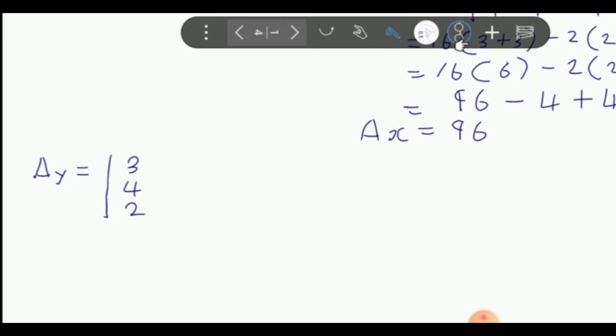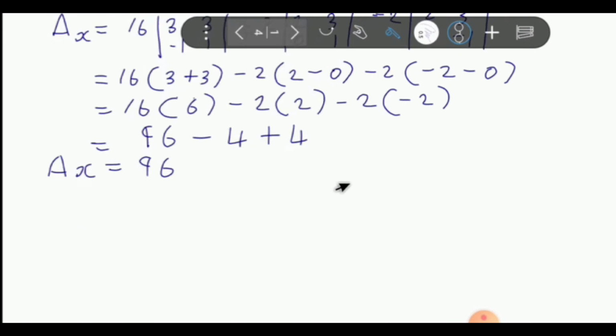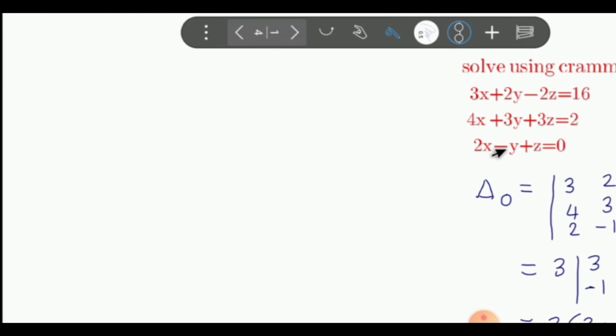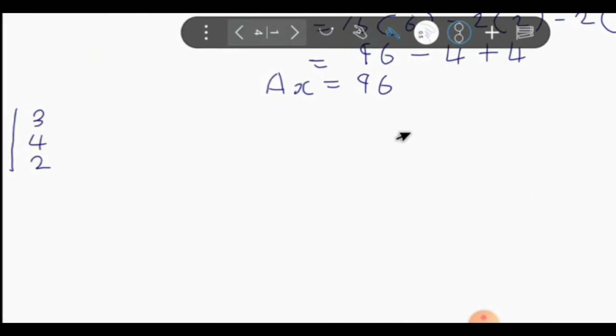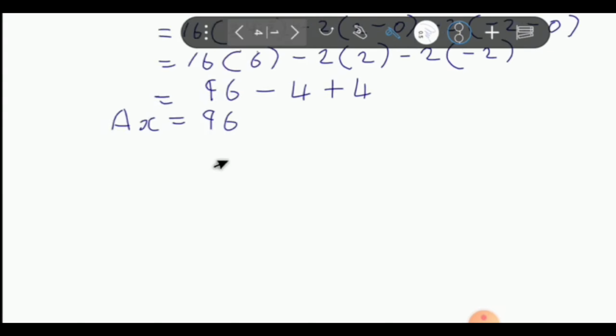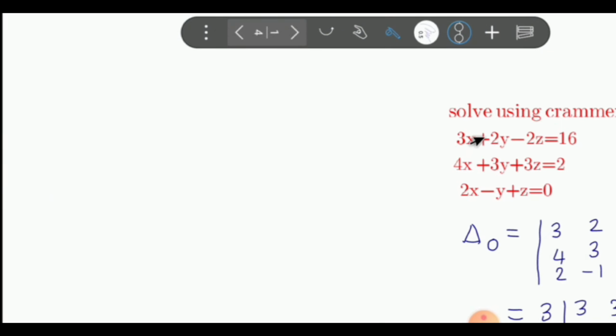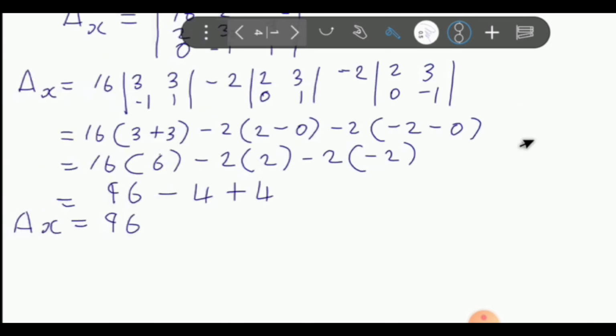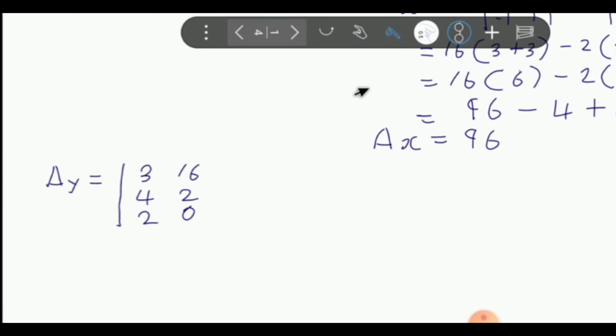Now I'll be replacing the coefficient of y in that matrix, which is 1620. So I'll use 1620 to replace it. Now what's the coefficient of z? The coefficient of z is minus 2, 3, 1. Rule down.